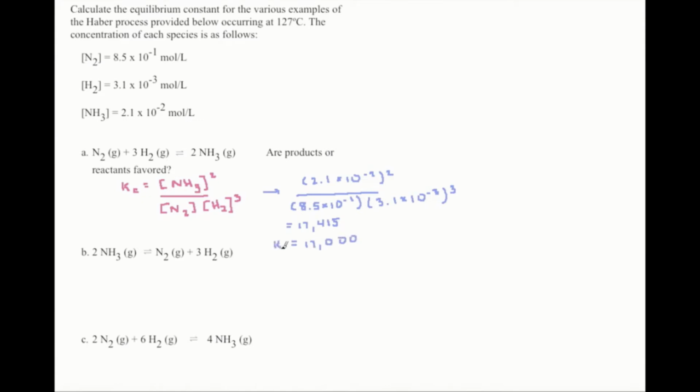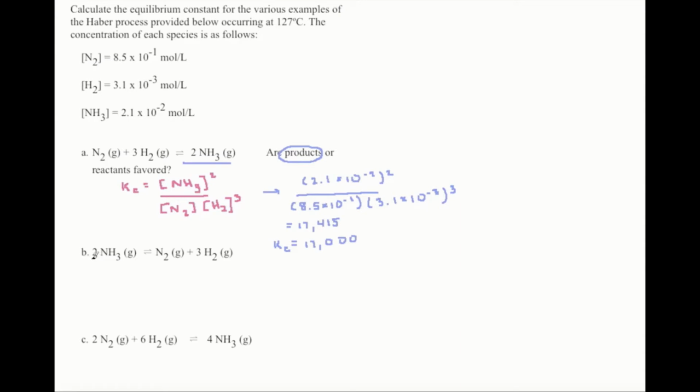Now, since this is much larger than 1, what that tells me is that the concentration of products is much greater than for the reactants, which means that my products are what are being favored in this equilibrium reaction. Right? Now let's actually see how I can manipulate this Haber process reaction, and what I need to do in order to calculate my equilibrium constant as a result.